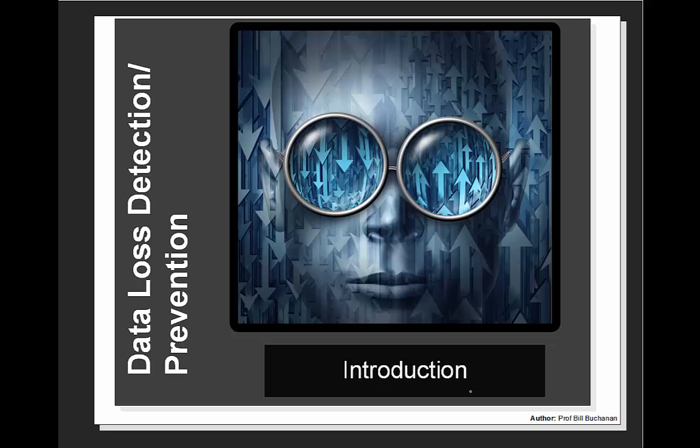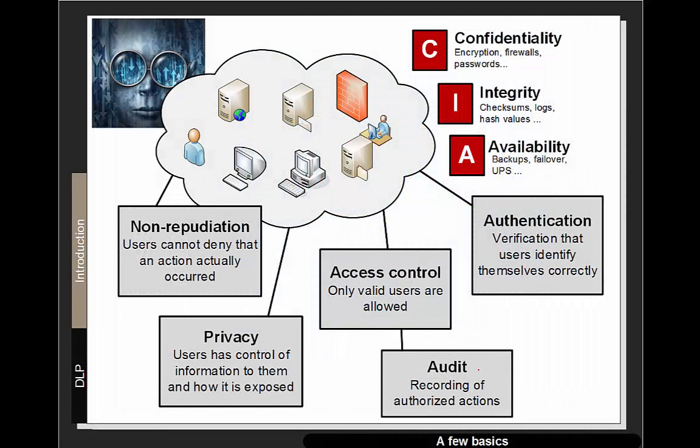Okay, so let's have a quick look at some of the fundamental areas around data loss detection and prevention. So what we have with security is we have our founding principles around C, I and A. So C is the confidentiality, and we use things like encryption and firewall and passwords and so on to be able to make sure that the data itself is confidential and then no one can view it unless they have the rights. Then we have I for integrity. That's all around checksums and hash values and logs and so on to make sure that the data we've actually stored stays as it is and then is controlled as to who is allowed access to it. And finally we have availability, which is looking at backups and failovers and UPS systems and so on to make sure that we have our systems up 24/7.